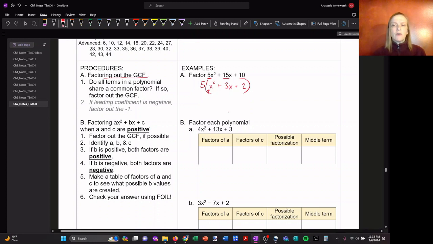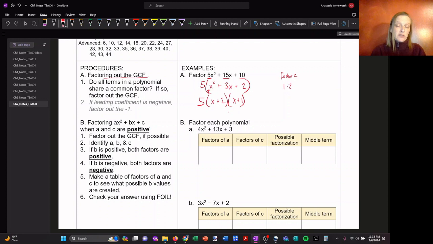The factors of c are 1 and 2, and of course 1 plus 2 equals 3. So this is very straightforward to factor now. x plus 2 times x plus 1. And don't lose that 5. That 5 is an important factor of this entire polynomial.